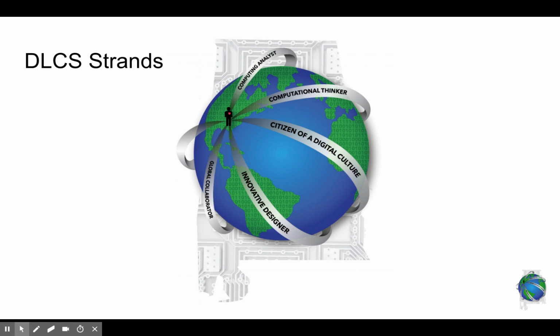There are a couple other little hidden ideas in this graphic. The outline of the state of Alabama is a circuit board to represent hardware, and the background of the continents is binary code to kind of indicate the software aspect of digital literacy and computer science.